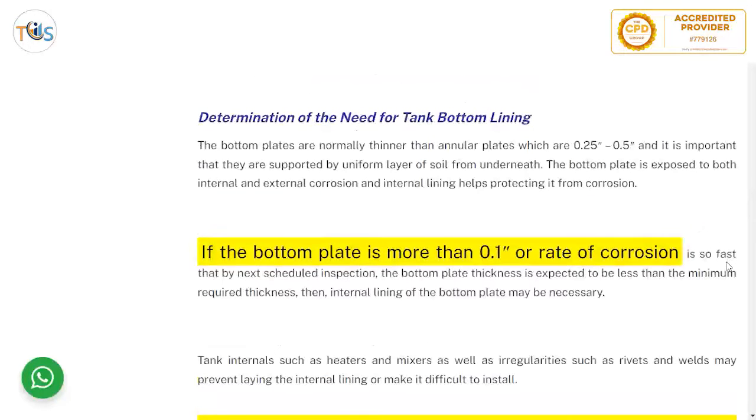Determination of the need for the tank bottom lining. Bottom plates are normally thinner than annular plates, which are around 0.25 to half an inch, and it is important that they are supported by a uniform layer of soil from underneath. The bottom plate is exposed to both internal and external corrosion, and internal lining helps protect it from corrosion.